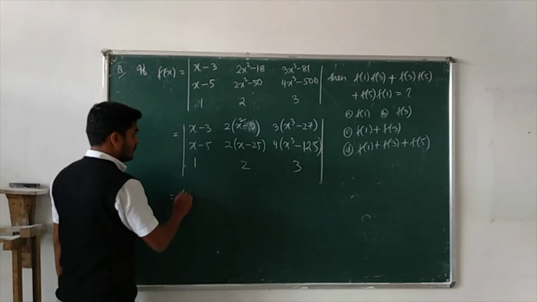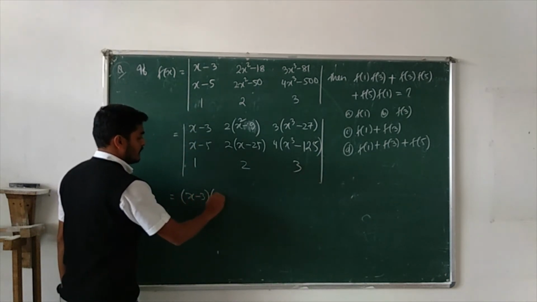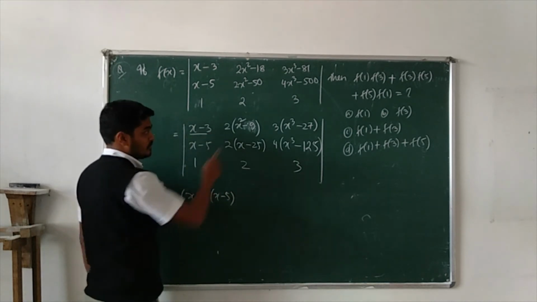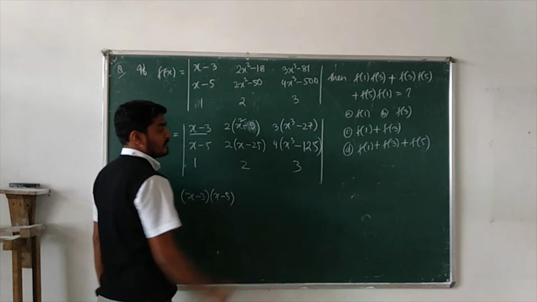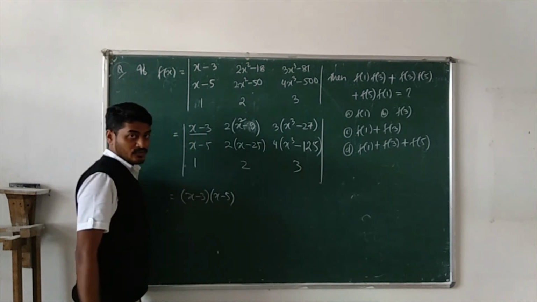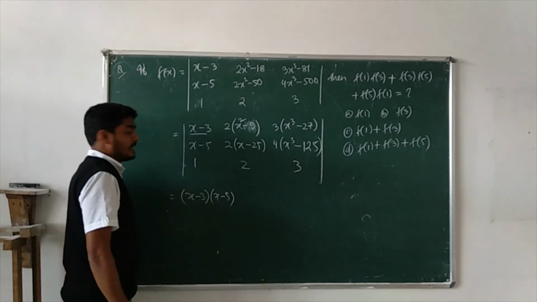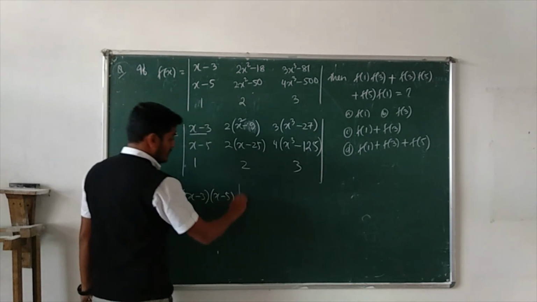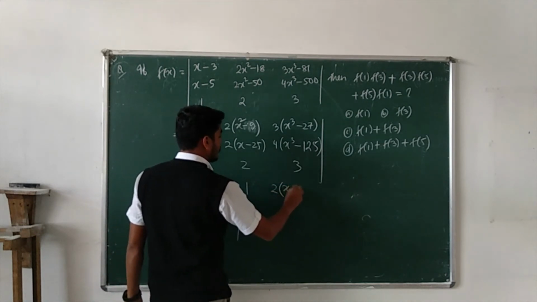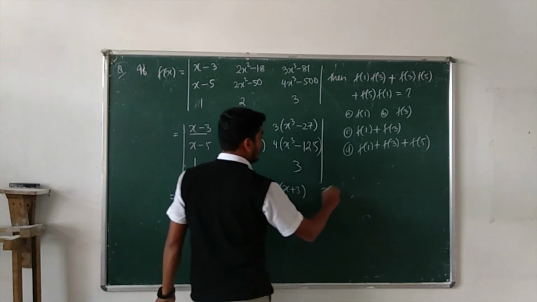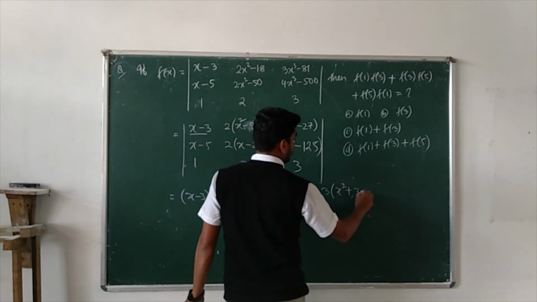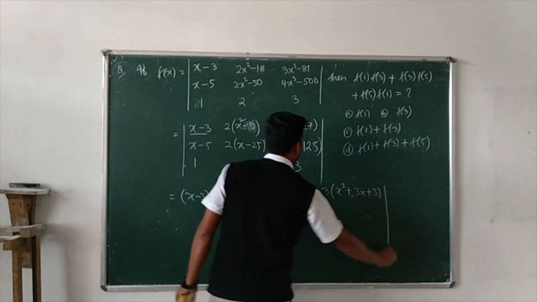So you have got that from the first row x minus 3 is common, and from the second row x minus 5 is common. From the first row x minus 3 is common because x plus 3 into x minus 3, and it will be the a cube minus b cube formula. So from the first row you can take x minus 3 common, and from the second row you can take x minus 5 common. So what will happen? It will be 1, it will be 2 into x plus 3, and it will be 3 into x squared plus 5x plus 3. Okay?